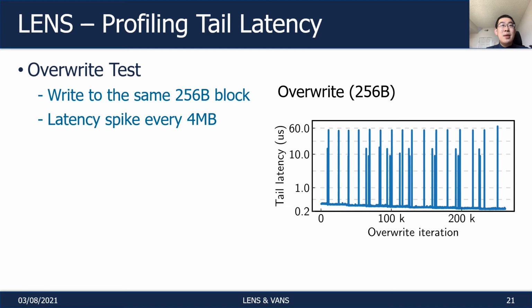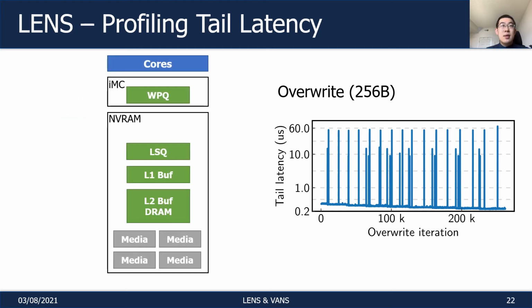This test repeatedly writes data to the same 256-byte memory block and measures the write latency of each 256-byte write. We find there are long-tail latencies every 4 megabytes of writes, which may be related to the wear leveling mechanism in the non-volatile memory DIMM. Here is an example of how wear leveling works. The CPU repeatedly writes data to the same memory media location, and this area is getting worn out.